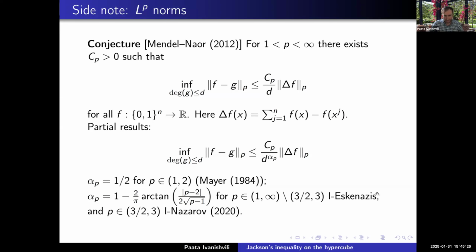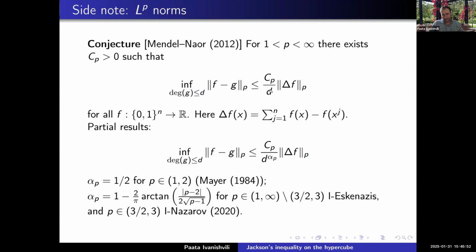I think it was 2019. And there was this little gap to fill out when p belongs to this interval. This is also due to myself and Nazarov in 2020. This was a consequence of solving the complex hypercontractivity conjecture on the hypercube, or what was known as Weissler's conjecture. Well, anyway, for p, there are some partial results.